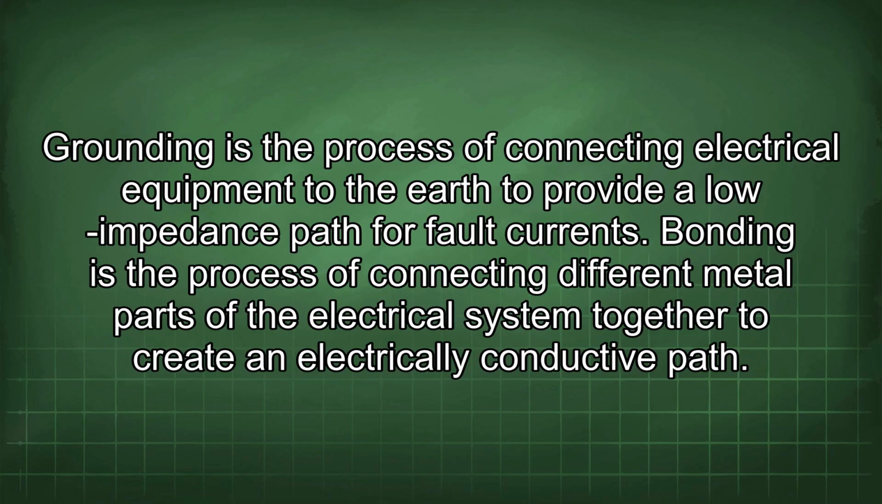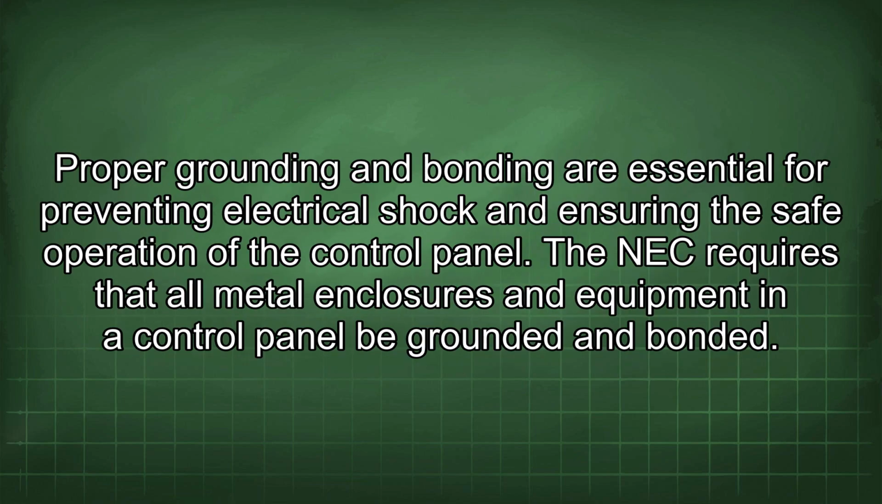Grounding is the process of connecting electrical equipment to the earth to provide a low impedance path for fault currents. Bonding is the process of connecting different metal parts of the electrical system together to create an electrically conductive path. Proper grounding and bonding are essential for preventing electrical shock and ensuring the safe operation of the control panel. The NEC requires that all metal enclosures and equipment in a control panel be grounded and bonded.